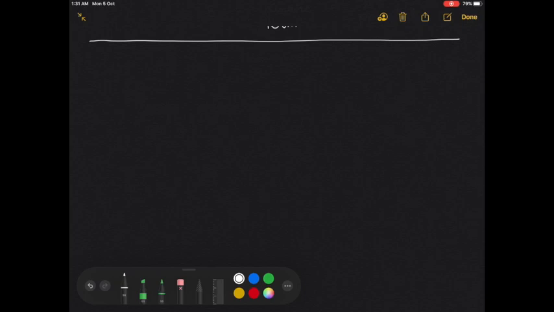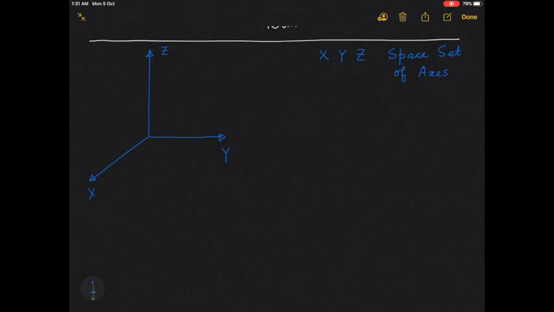Now, this drawing that I am going to do is going to be fairly complicated. So, let me first keep a few things here. I will use these coordinates as my space setup axis. So, let me draw my space setup axis. Capital X. Capital Y. Capital Z.